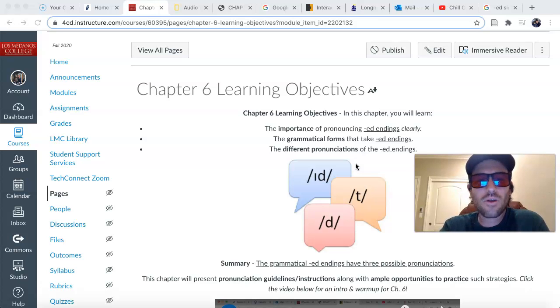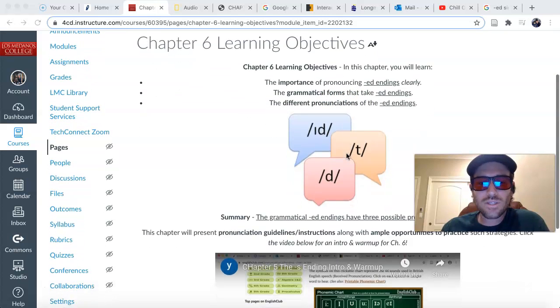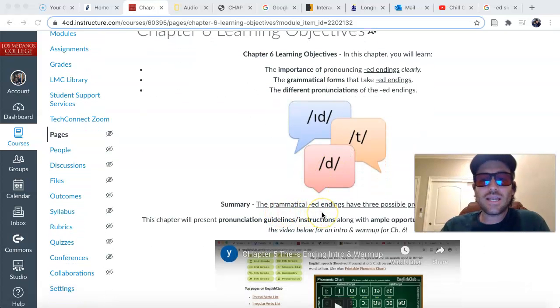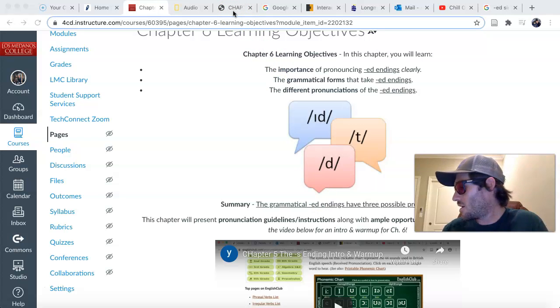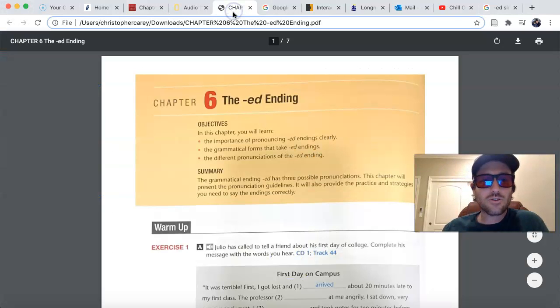And we'll look at different pronunciations and the spelling and how that affects the different pronunciations of ED endings. So in summary, grammatical ED endings have 3 possible pronunciations. We'll look at that in this chapter. And we have a little warm-up to do to start off, and that is on page 40, exercise 1.